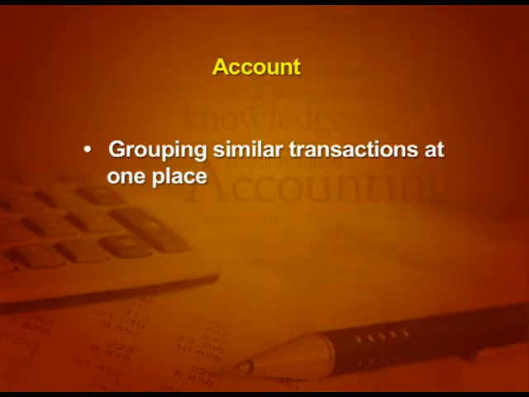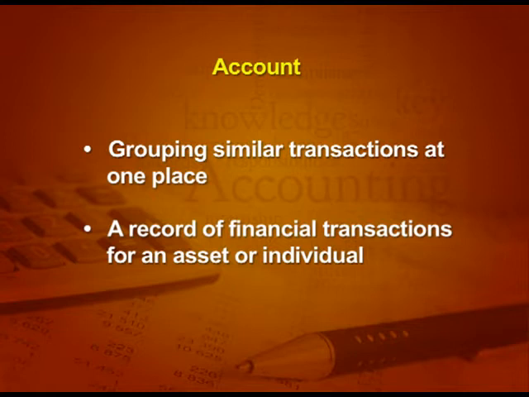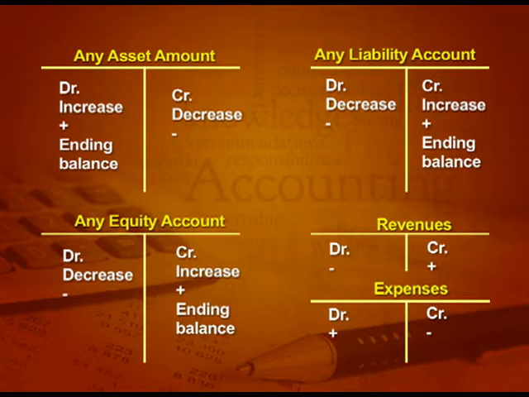An account is grouping similar transactions at one place. It is a record of financial transactions for an asset or an individual. As you can see in this chart, there are 4 or 5 accounts we have made, in which we have recorded debit and credit. All the points related to that particular account, that particular thing, are recorded at one place. So, that makes an account, लेखा जोखा. एक पर्टिकुलर चीज के बारे में पूरी ट्रांजैक्शंस एक ही जगह पे लिखना is called an account.